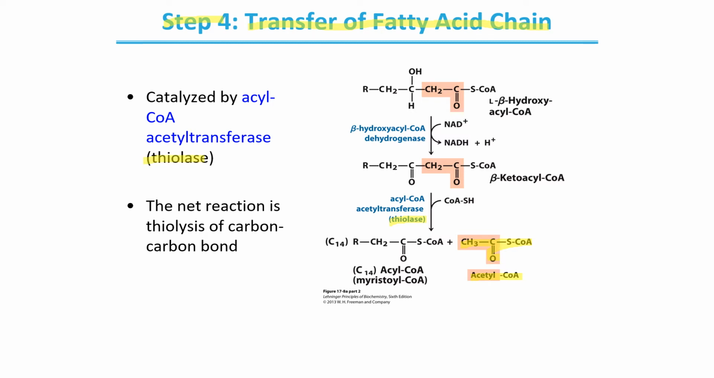And at the end of this reaction, we will have a 14-carbon fatty acid, which is known as myristoyl-CoA. We started off with the 16-carbon palmitic acid, and after this round of four reactions of beta oxidation, we have reached this myristoyl-CoA, which has 14 carbons, and the 2 other carbons have been incorporated in this molecule, acetyl-CoA.